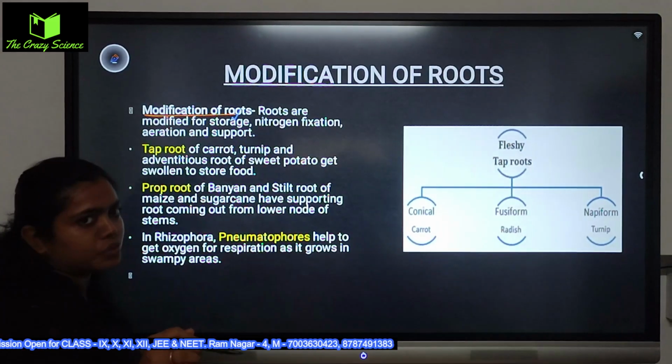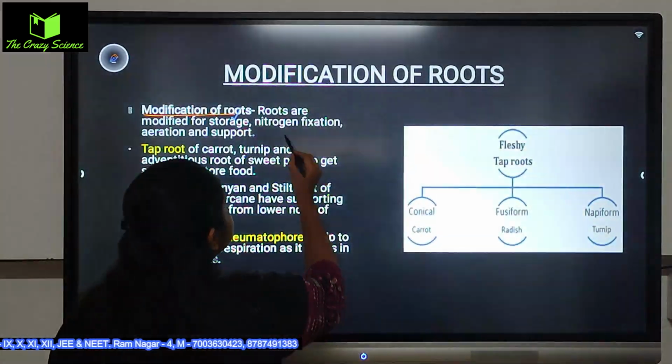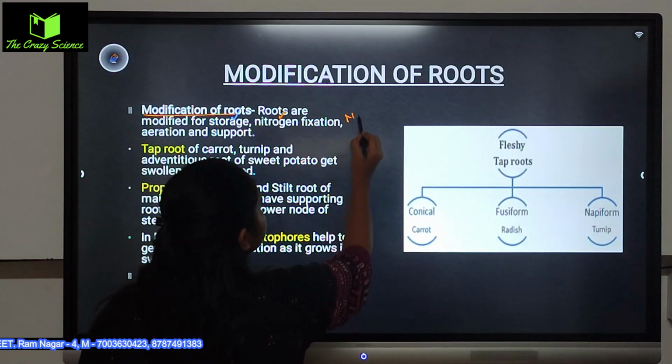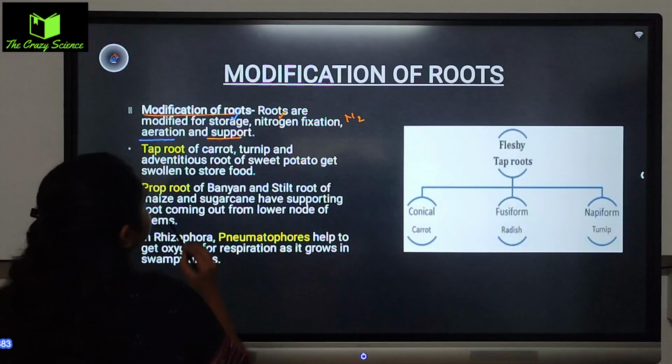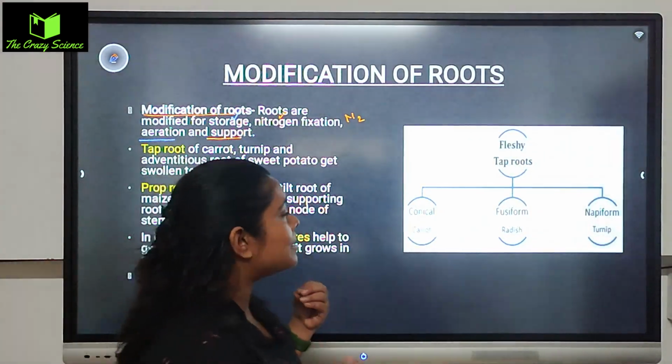The reasons you have to know. First of all, the storage. Second of all, nitrogen fixation. Third, the aeration and the support. So aeration means more and more oxygen তারা পাওয়ার জন্য.